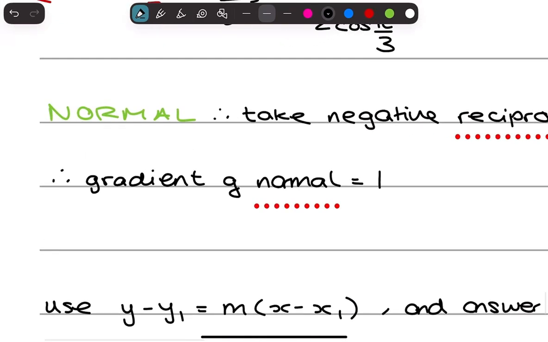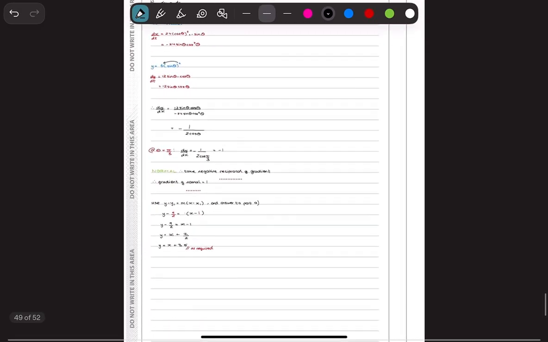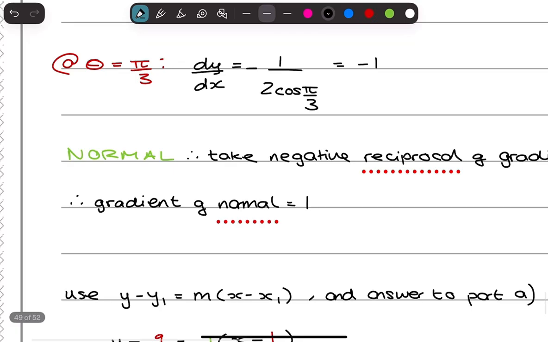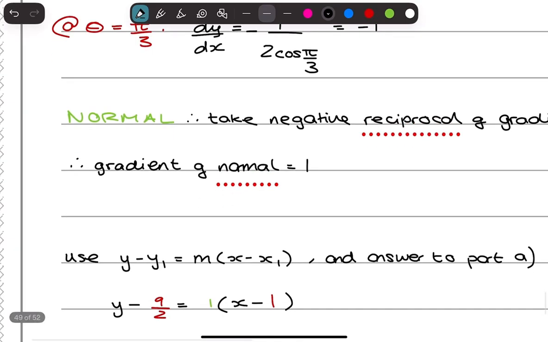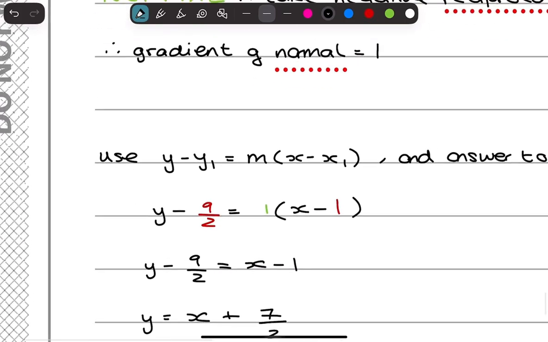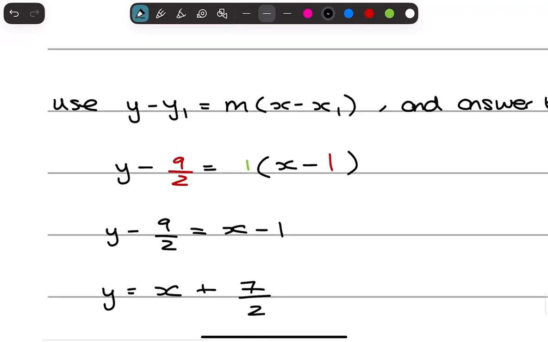So now we have the gradient of the normal, and remembering from part A, we've also got the coordinates of P. So now all we need to do is sub each of these values into y minus y1 equals m(x minus x1). And I much prefer to use this rather than y equals mx plus c. It's just something that I've always used, and I think it's a lot cleaner, and you're less likely to make mistakes, but it's preference at the end of the day. So our y value for P was 9/2, and our x value was 1. So we've got our gradient here, remembering this is the gradient for the normal, not the tangent.